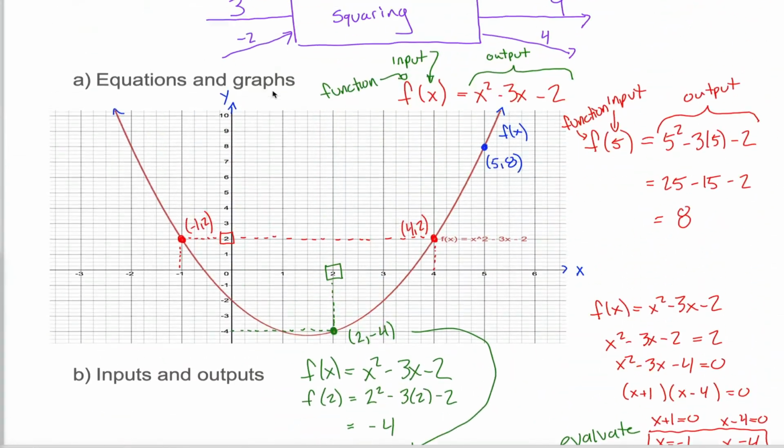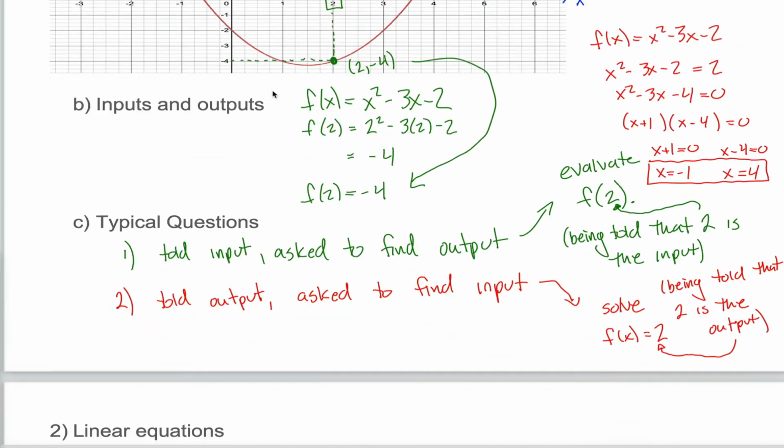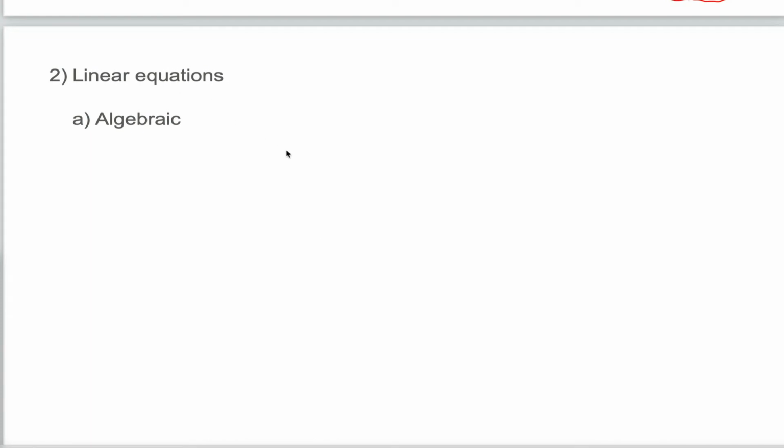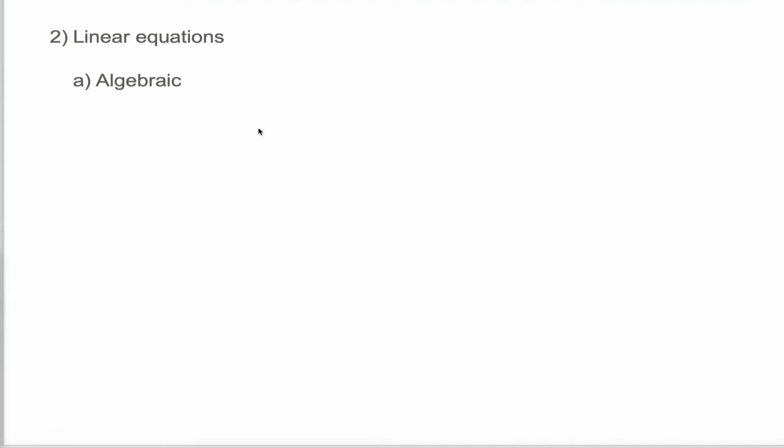So in the last video, I did a little bit of review on functions. In this video, I want to do some review on what are called linear equations. So, good place to start: what is a linear equation?